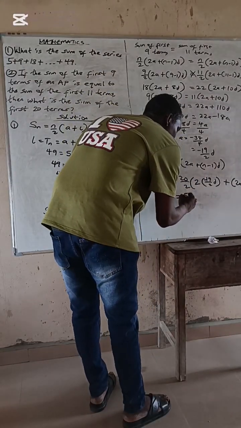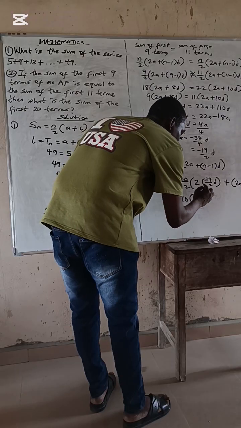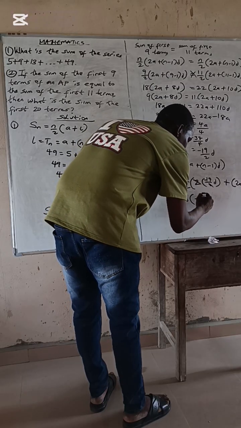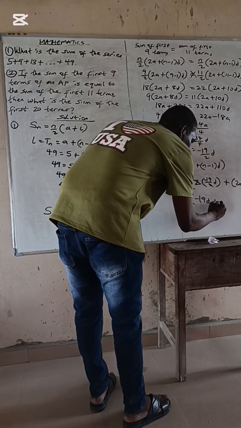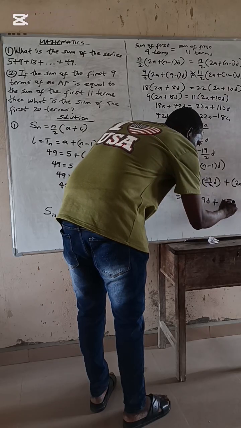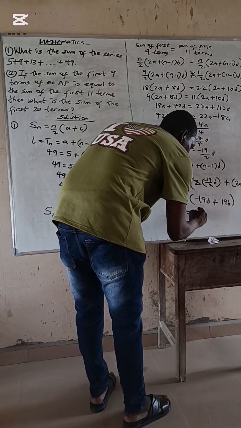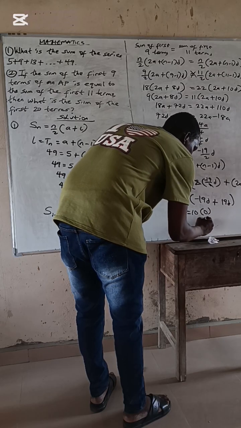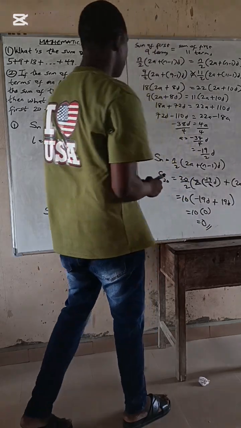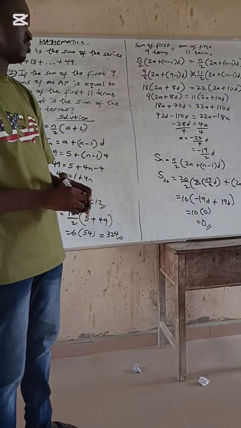This 20 over 2 gives us 10 into bracket. These 2 will cancel these 2, we have minus 19d, then plus 20 minus 1 is 19d. So minus 19d plus 19d is 0. So 10 into 0 equals 0. So the final answer for the sum of the first 20 terms is 0.